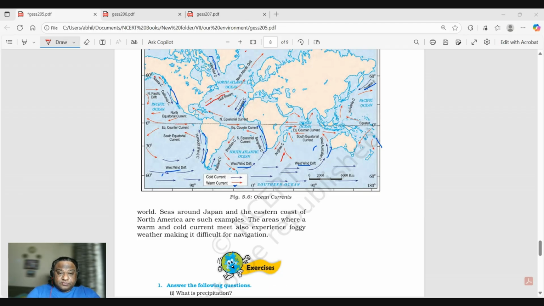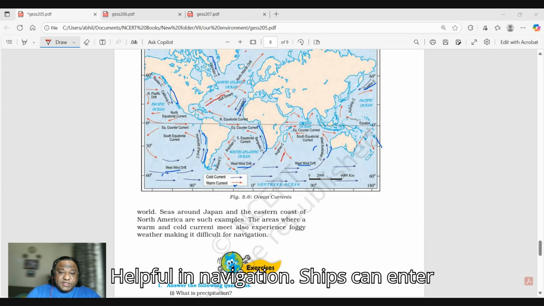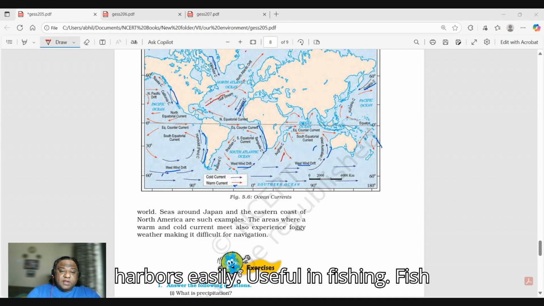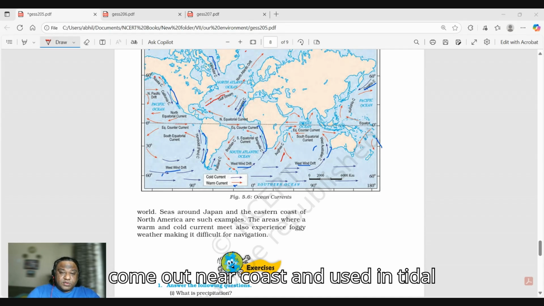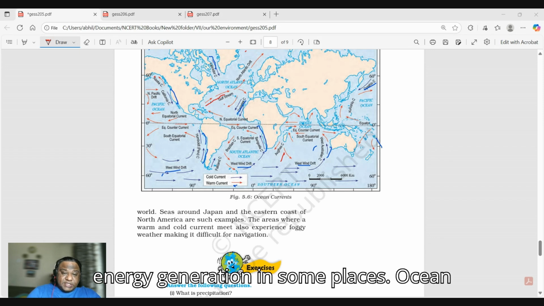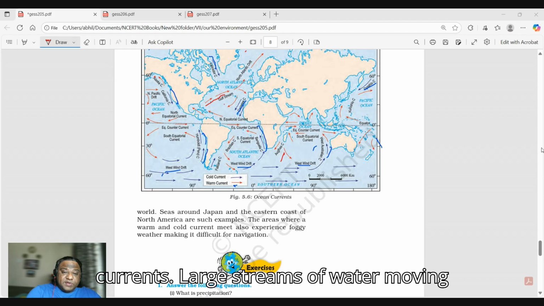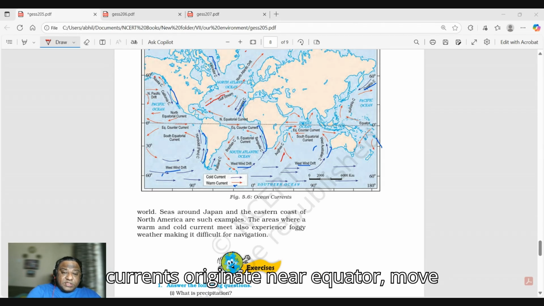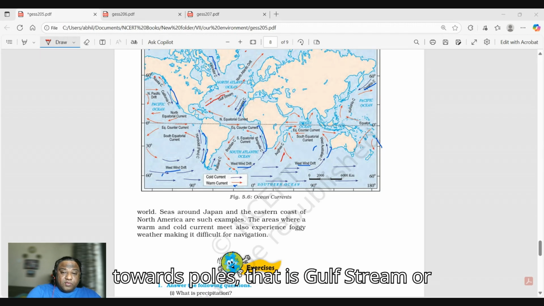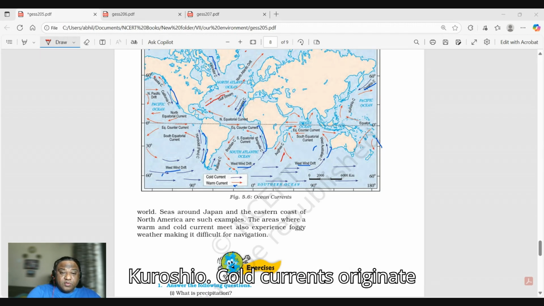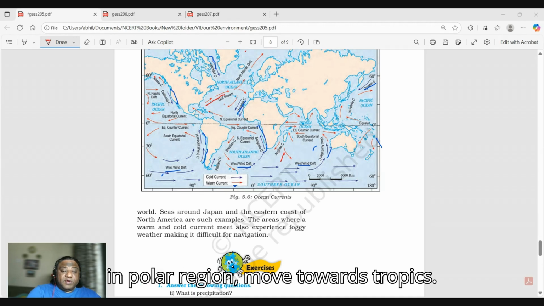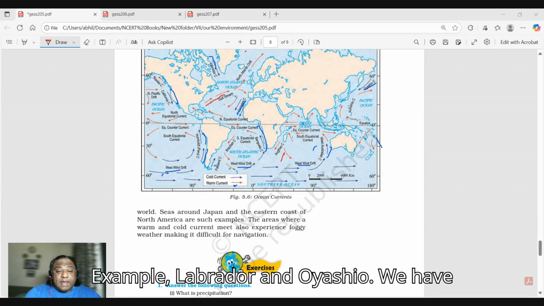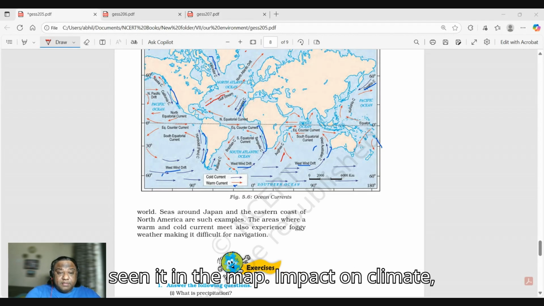Importance of tides: helpful in navigation, ships can enter harbors easily. Useful in fishing, fish come out near the coast. And used in tidal energy generation in some places. Ocean currents are large streams of water moving constantly in definite directions. Warm currents originate near the equator and move towards the poles, like the Gulf Stream or Kuroshio. Cold currents originate in polar regions and move towards the tropics. Examples are Labrador and Oyashio. We have seen it in the map.